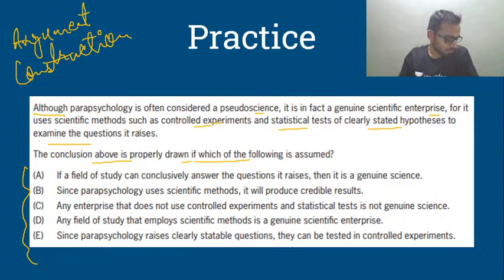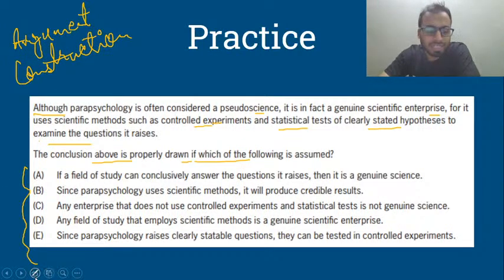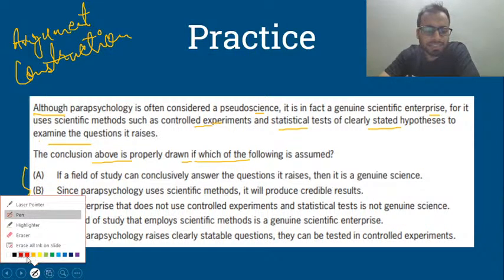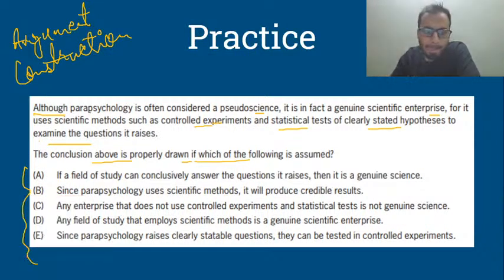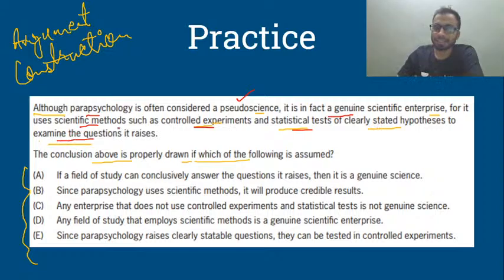Okay, so Anushka says it's option B. Let's figure out whether it's option B or not. What is the situation of the passage? What is the passage trying to tell you? The passage is trying to tell us that there is something called parapsychology. Parapsychology is considered pseudoscience, but they are saying it is not pseudoscience, it is in fact genuine science because it uses scientific methods and controlled experiments and statistical tests of clearly stated hypotheses to examine the questions it raises.